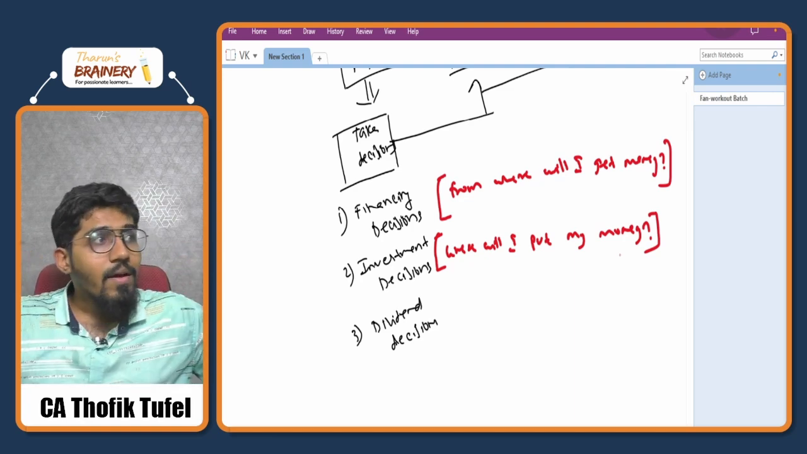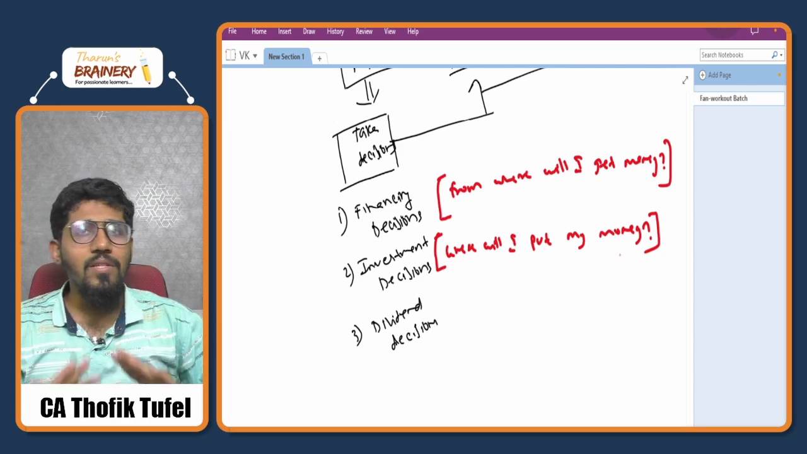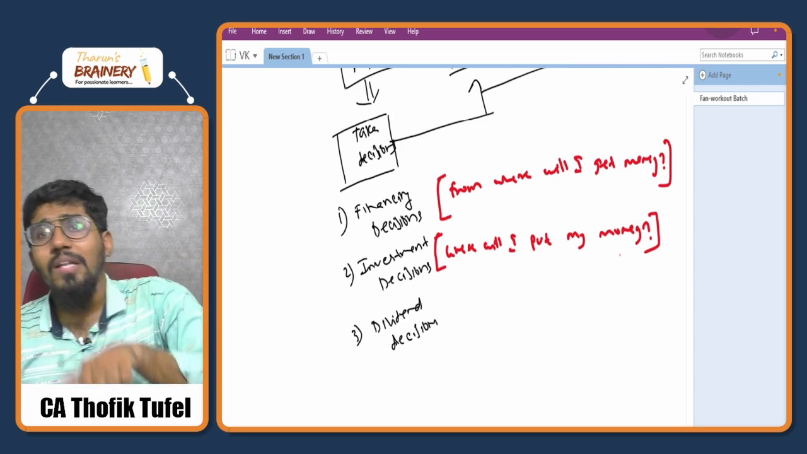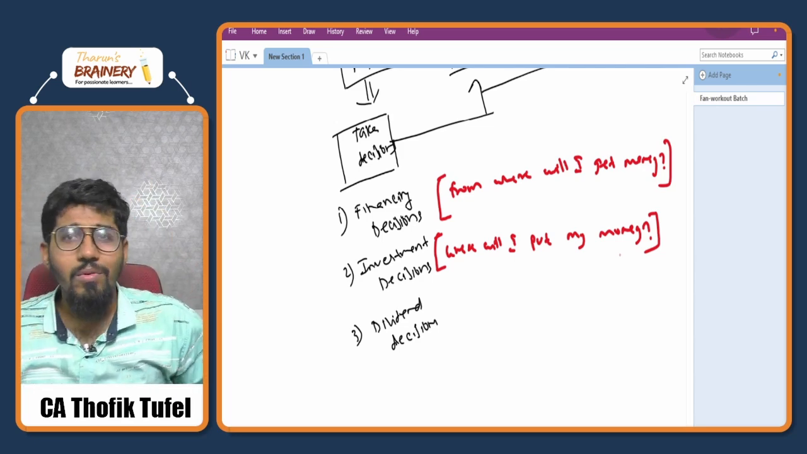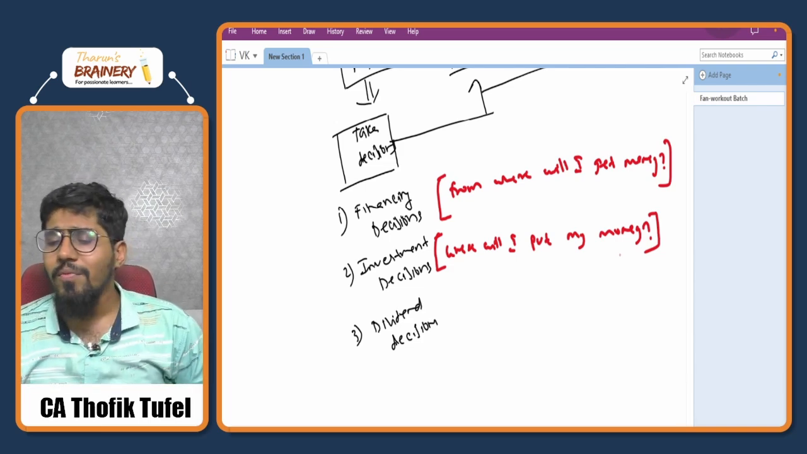Once I get the money, where will I invest the money? How much will I invest? When should I invest the money? Where should I not invest the money? All these decisions will be answered by the investment decision. Now, once investment decisions are done, what will happen?